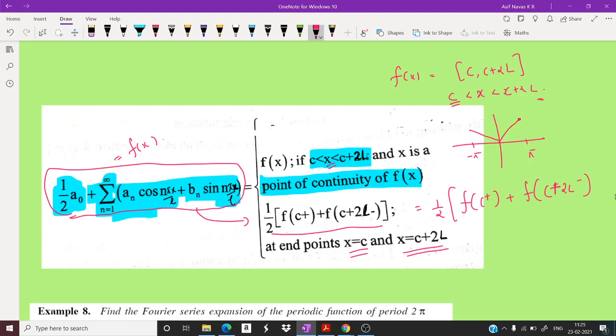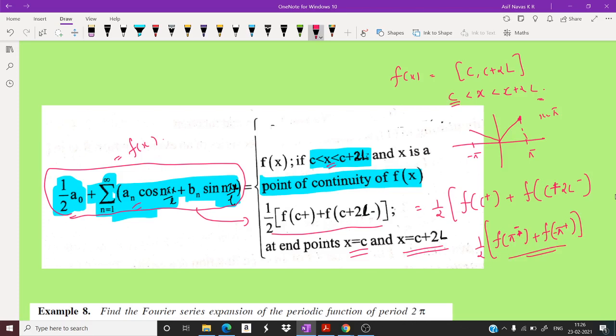if we want to find the value at this endpoint x equal to pi, then our Fourier series converges to 1 by 2 times f of pi minus plus f of minus pi plus. That is the convergence theorem. While doing the problem, you will understand that.